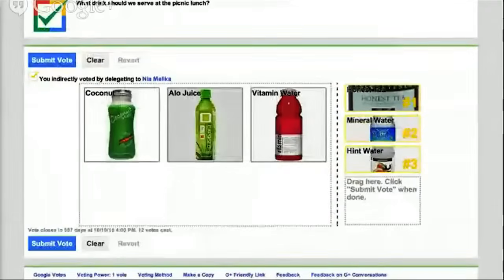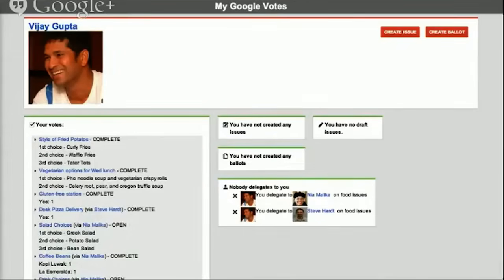Also at the bottom, you'll note there's a Google Votes link, which always brings you to your profile page. So as a delegate, I can see what's been done in my name. You can see some of these things have votes that say things like salad choices via Nia Malika, with a link where I can also see the person I delegated to. I can undelegate from this page by removing them. Another thing is that this page has to work for the delegate as well as the delegator. So this page will also show if people are delegating to you and show you all the votes that you've cast.